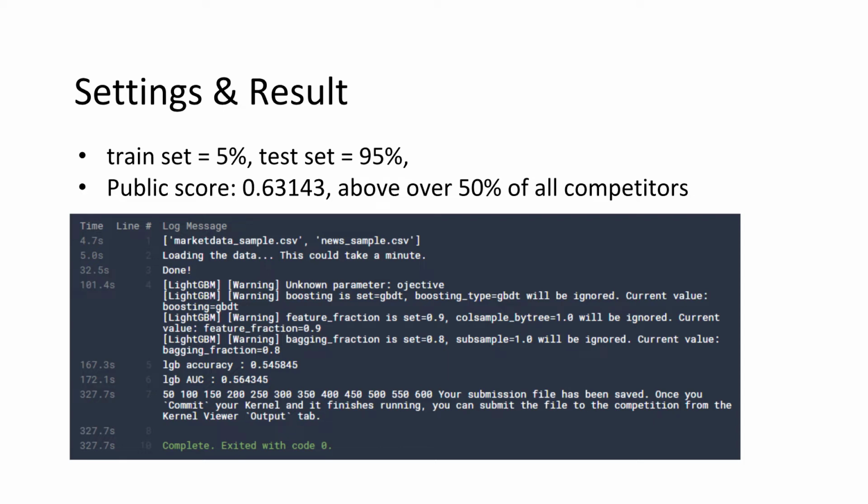in order to drop out the weight of some certain branches. So we can see from this snapshot, our accuracy is just a little bit over 54%, but we did have a public score of 63%, which is already above 50% of all competitors in this competition. So we are quite satisfied with this result, and it's not a bad score for Kaggle.